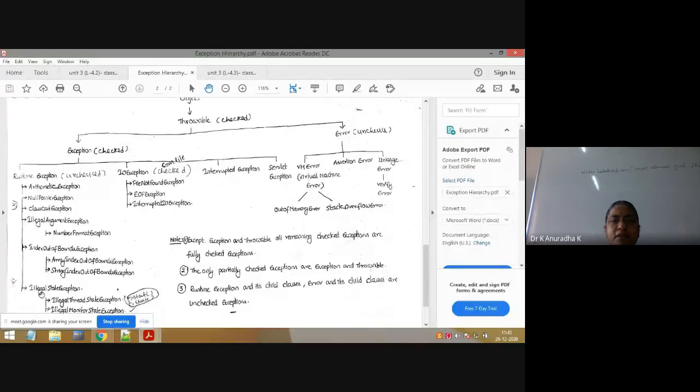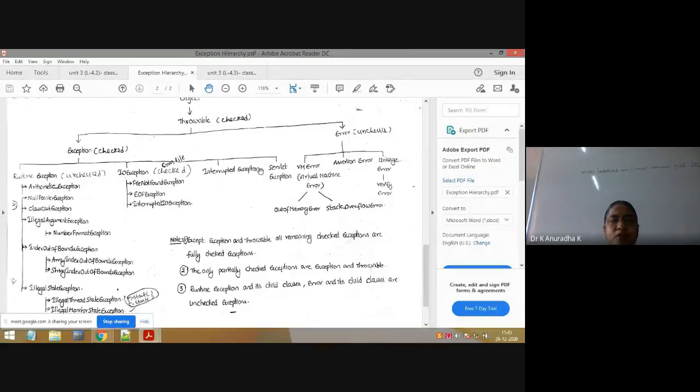This is there under exception. Next, again I will explain. Under exception we have the subclasses like this. So what is the first subclass? Runtime exception. Next is IO exception. Next is interrupted exception. Next is servlet exception. So all these four are subclasses of this class exception.